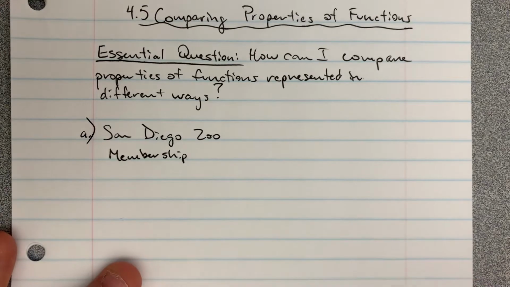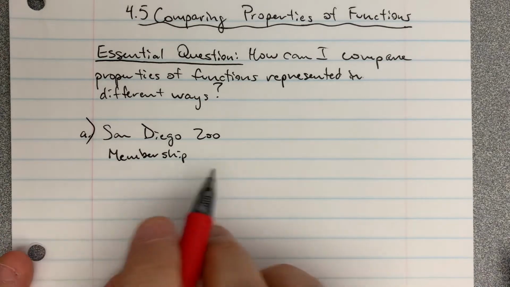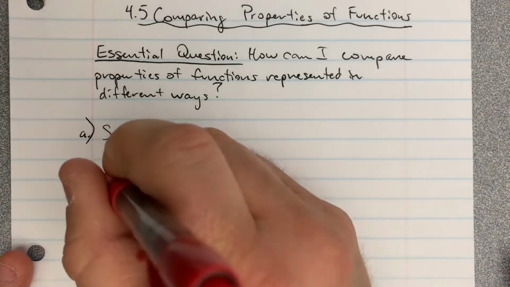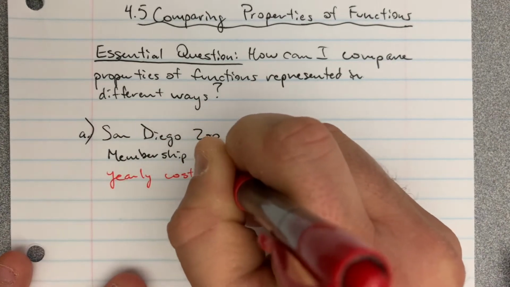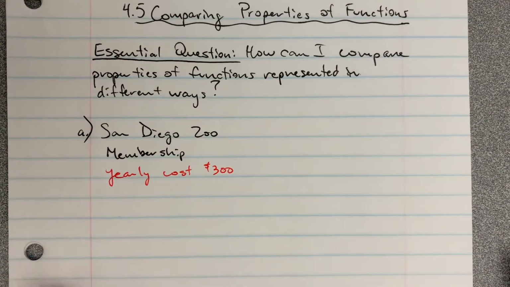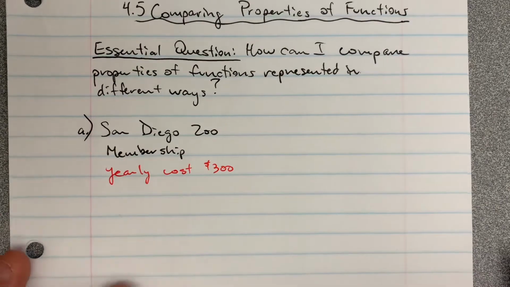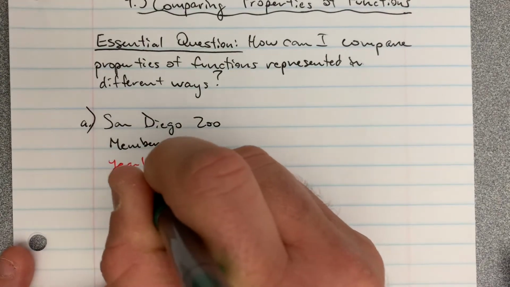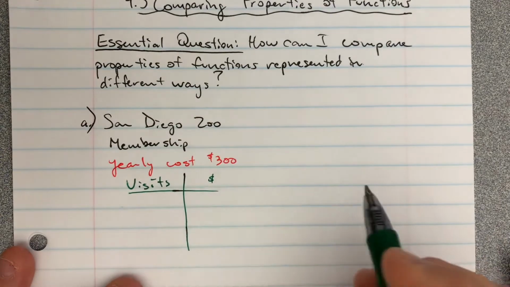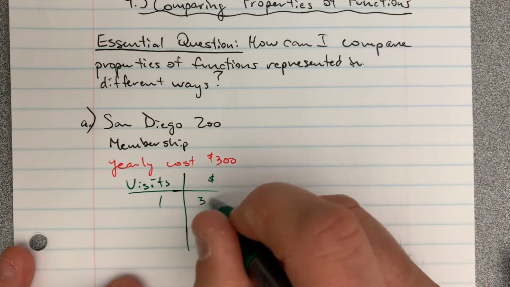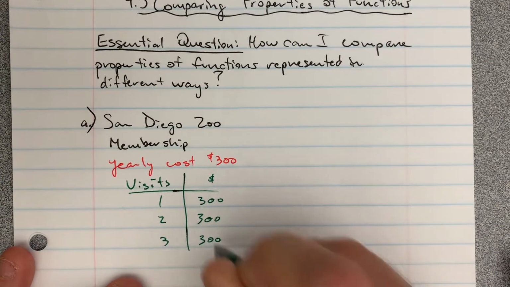All right, so the San Diego Zoo, if you want to be a member, there is a yearly cost of $300. Okay? $300 straight up. So if I were to put this into an input-output table with labels, I'd have visits and the amount of money it's going to cost me. One visit is going to cost me $300. 2 visits, $300. 3 visits, $300. It's all the same.